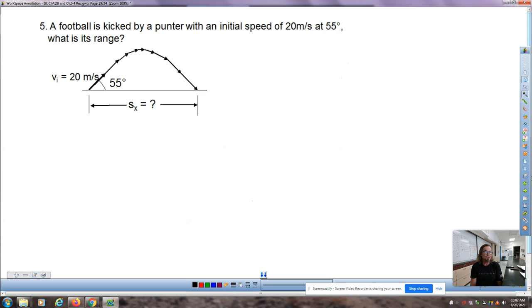A football is kicked by a punter with an initial speed of 20. I did a whole bunch of these already at the beginning of the period, so I'm not even going to talk about it. I'm going to give you a moment to pause and solve it.